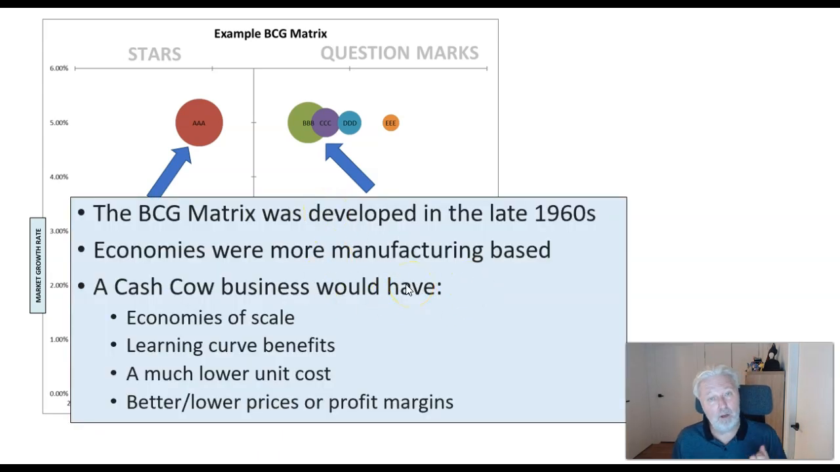Okay, now keep in mind, this is a model developed in the late 1960s. At that time, developed economies were far more manufacturing based. So that's a factor in the design of this matrix. And cash cows on this side were considered superior portfolios to have, very profitable portfolios, because of these factors. They would have a cost advantage. They would have economies of scale because they're producing a lot more because they're the market leader. They have learning curve benefits.